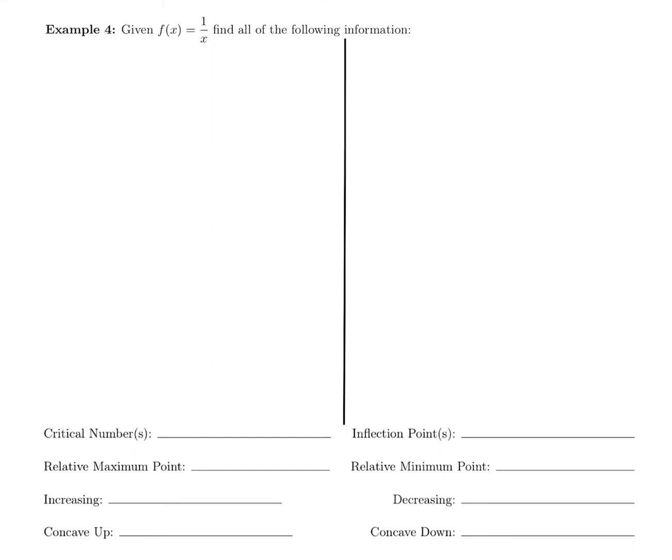Here we have the function f of x is 1 over x, and I've already split the page in half because we're finding lots of information. So again, starting with the first derivative, that would be critical numbers, whatever makes the first derivative 0 or undefined. We would get relative max and min if we had some sign change on our sign charts that are telling us increasing and decreasing.